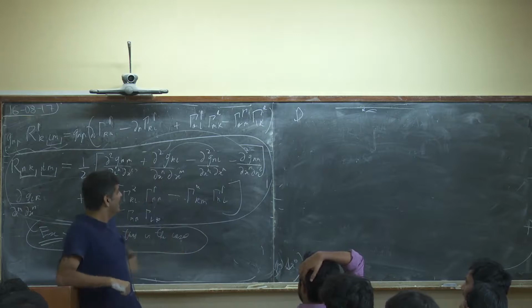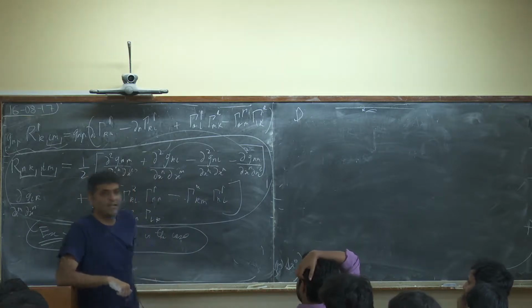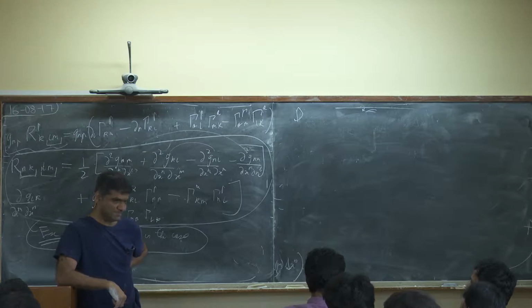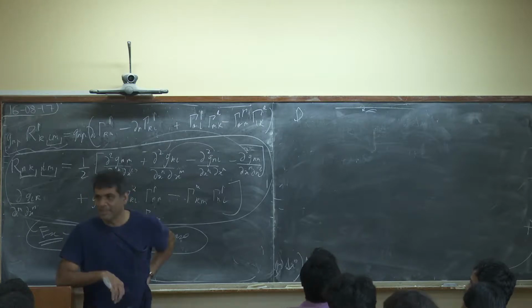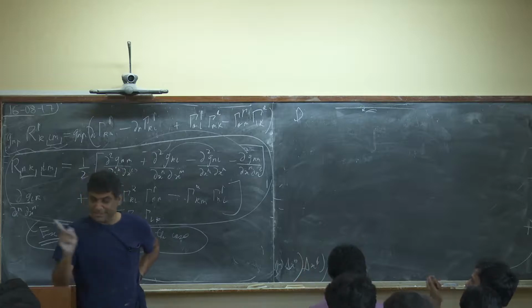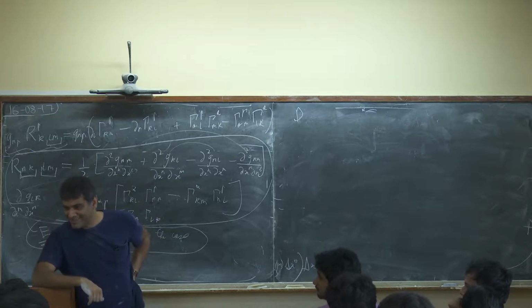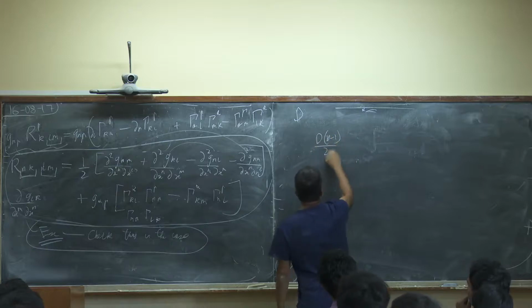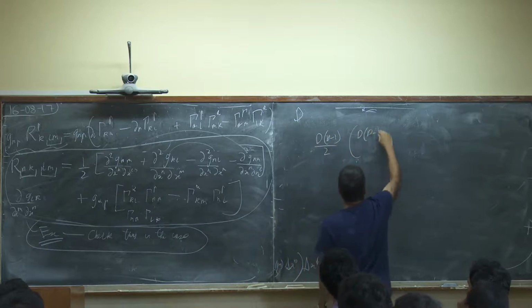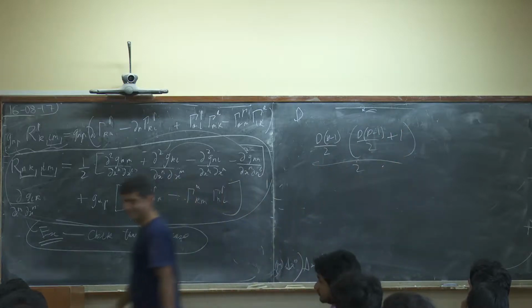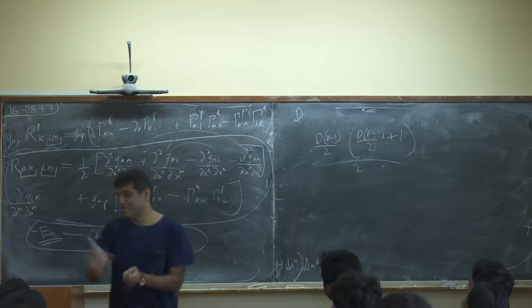If there were no further properties of the curvature tensor, I want somebody to help me count how many independent components there are. Any suggestions? Somebody will help me, I'll help them. D into D minus 1 by 2. Excellent. So the formula is D into D minus 1 by 2, into D into D minus 1 by 2 plus 1, by 2. That's what you were suggesting, right? Excellent.